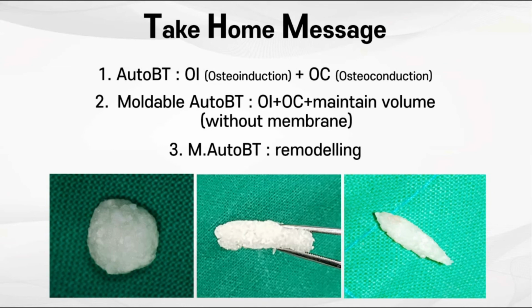Second, moldable type AutoBT is the solution to fulfill the volume and shape of the defect. Also, its use does not need to consider using membrane due to inherent membrane replacement function. Third, this moldable AutoBT dentin powder has remodeling capabilities as its function of alveolar bone regeneration and preservation over the long-term clinical result.